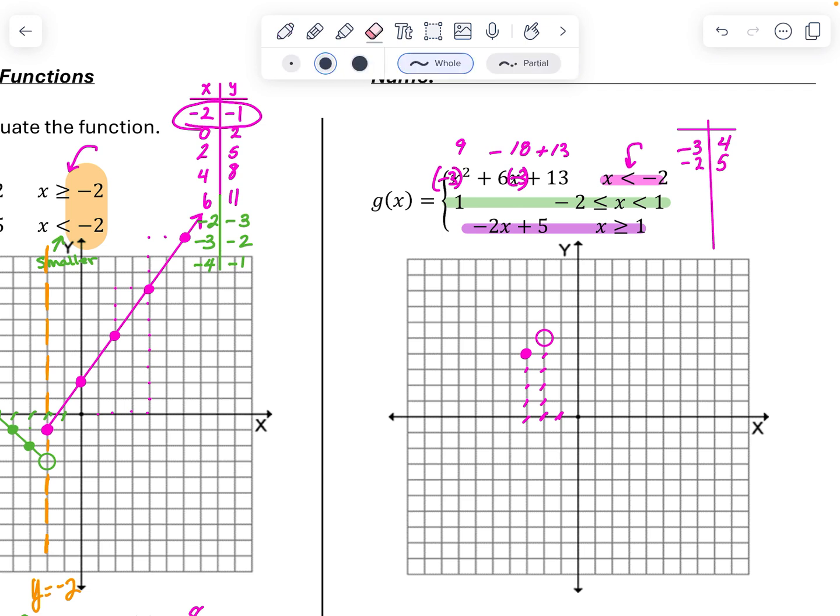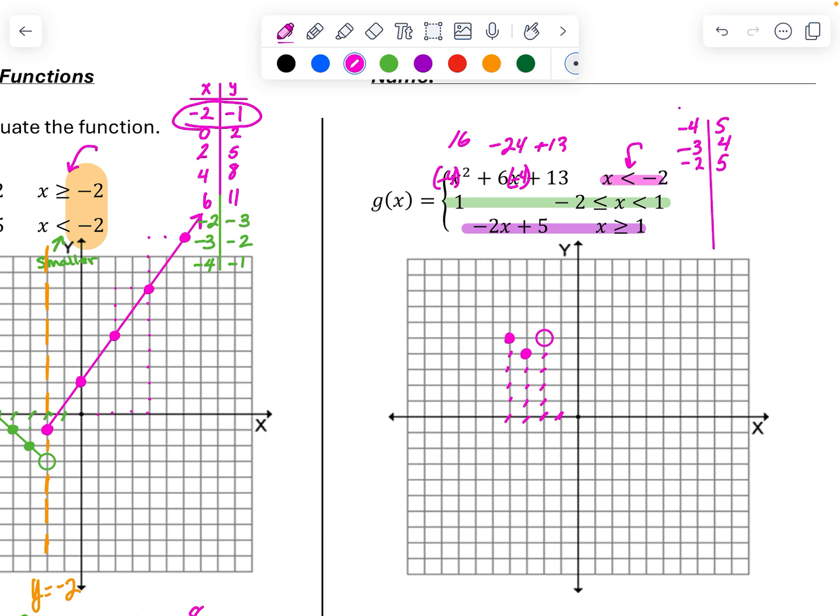How about if I pick a smaller value than negative 3? No, I'm sorry, negative 4. I want to go smaller. So now I'm going to pick negative 4. So what if I put negative 4 in here? And I put negative 4 in here. Negative 4 squared is 16. This is negative 24. This is still plus 13. So that is 29 minus 24, which is 5. So I get 5 when I use negative 4. So negative 4, 1, 2, 3, 4, 5. So that's going to be up there.